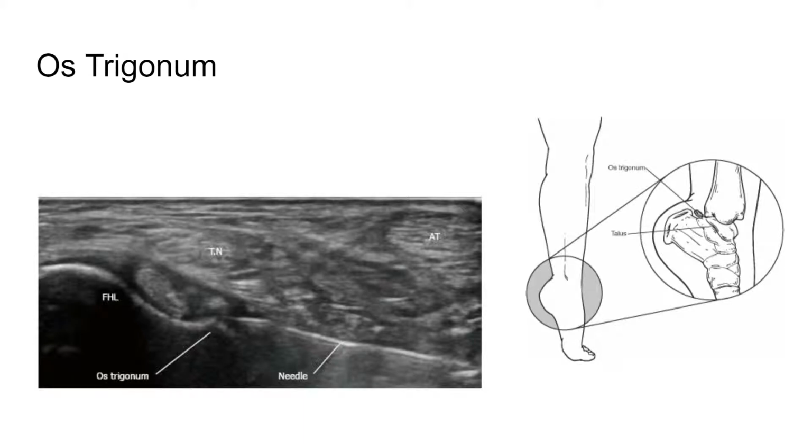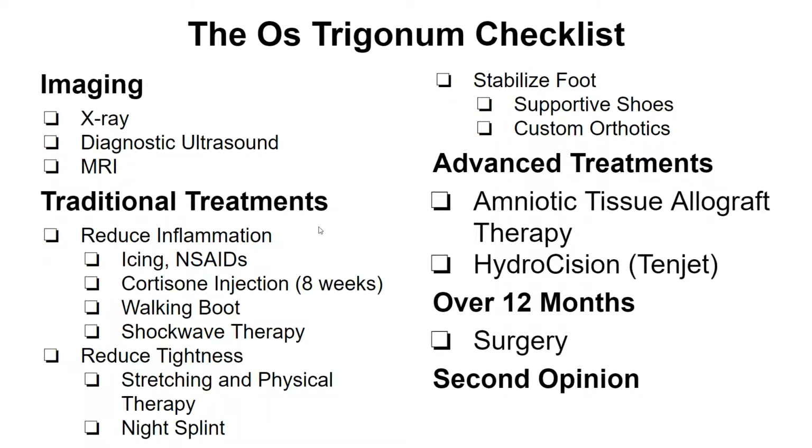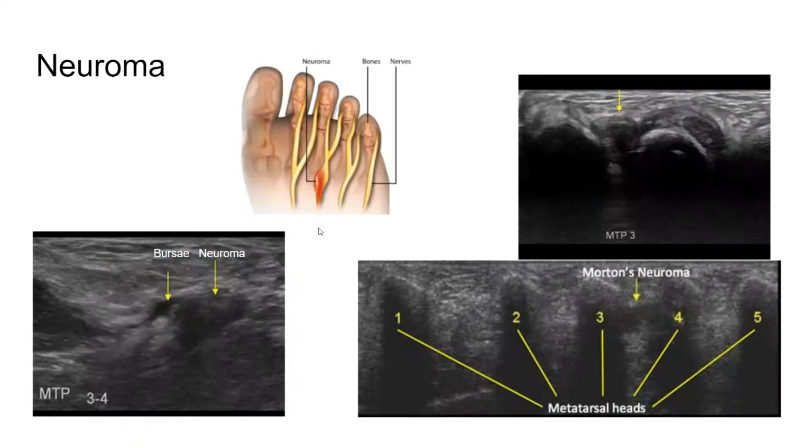Os trigonum. Os trigonum shows this is an ultrasound guided injection to the back. So an os trigonum injection, kind of showing a little bit about what it looks like. And a lot of times I use the ultrasound for ultrasound guided injections. Also, I use it to show the anatomy, and then I'll do maybe shockwave or EPAT therapy. Here are my different types of treatments here for the os trigonum.